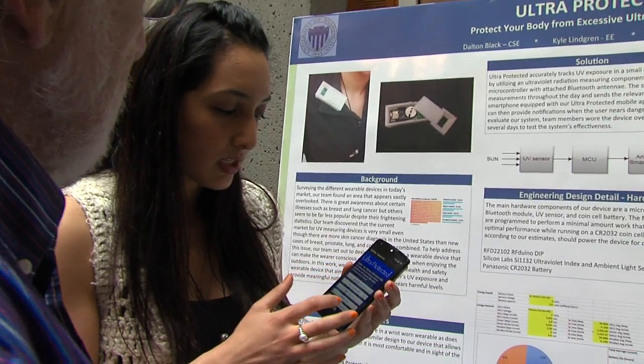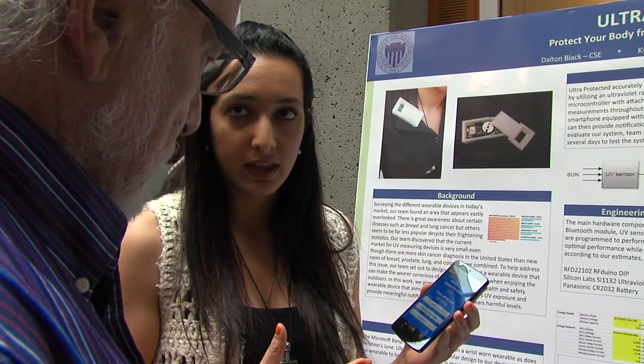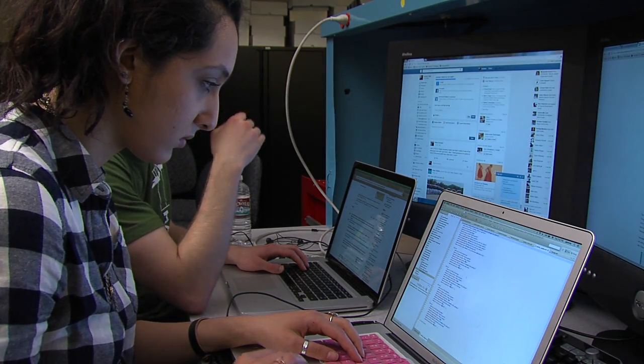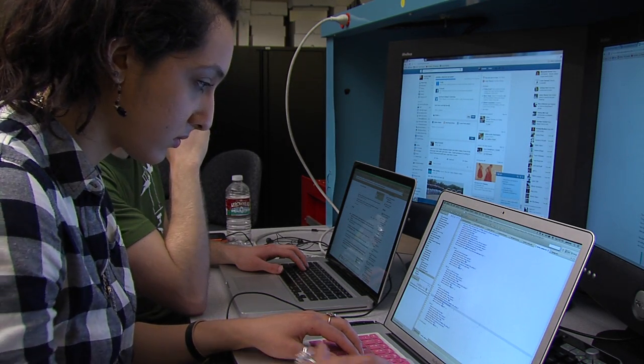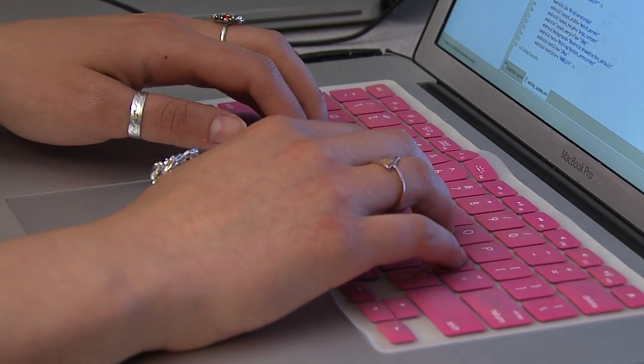So the name of the project is Ultra Protected. A lot of people are in the sun for a long time and they don't realize the possible consequences of that. Skin cancer, tanning, burning, etc. The device that we're making essentially is a clip-on. You can clip it on to a lot of things: hard hats, goggles, shirts.